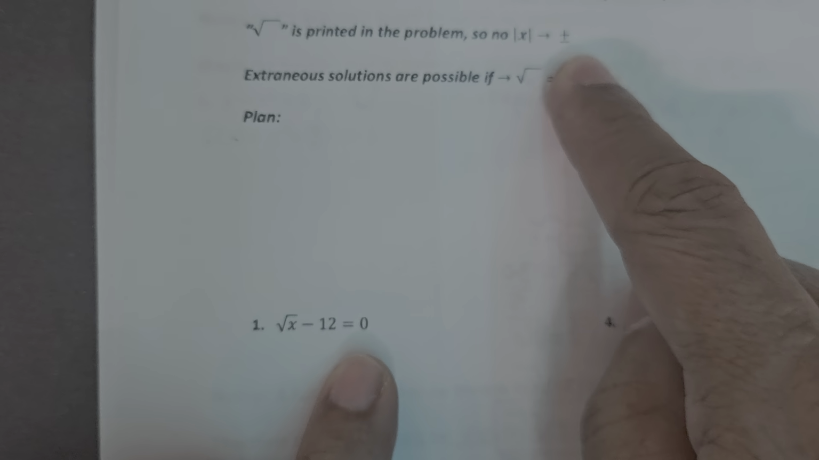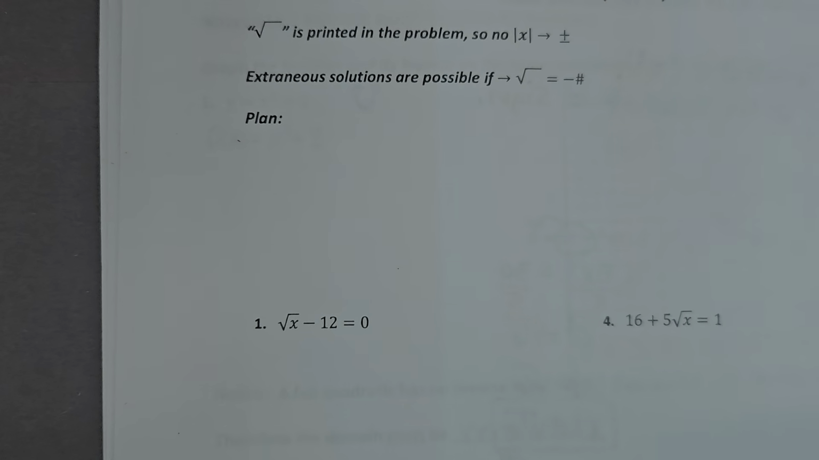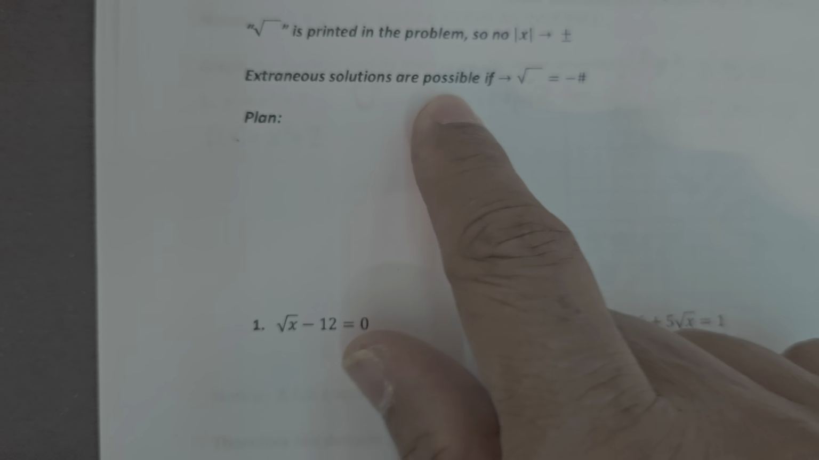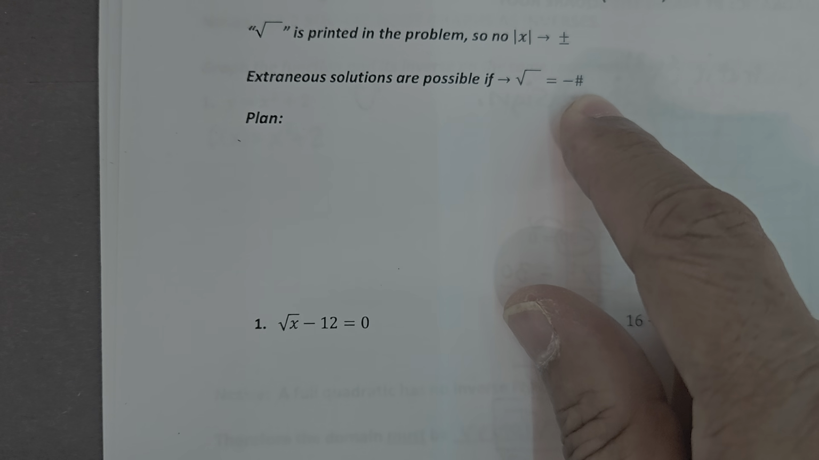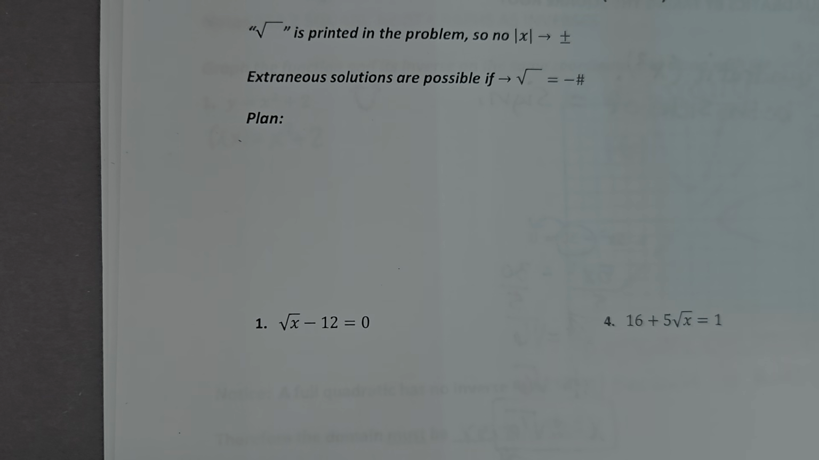So again, no plus or minus needed for today's lesson because you're taking the square. This only happens when you take the square root. Extraneous solutions, you'll see them whenever you have the square root equal to a negative number. Okay, so once you get to this point, that means there is no solution or the solutions are extraneous.